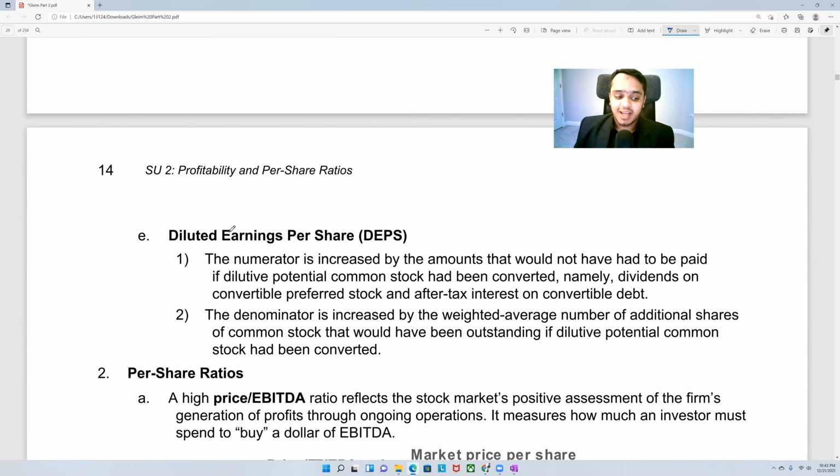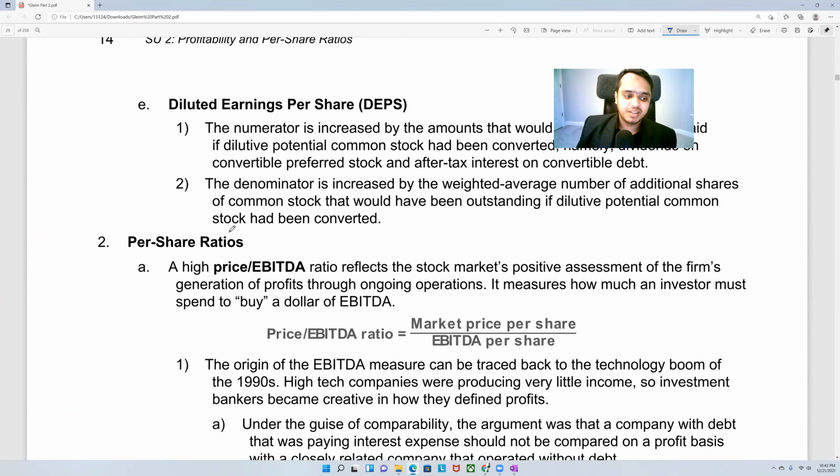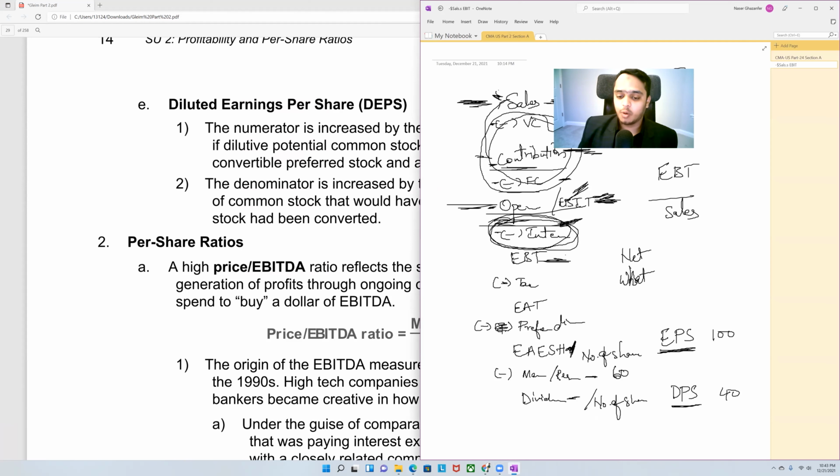Then comes diluted earnings per share, which you need to understand here. What did we do in this income statement? We had sales minus variable cost gave us contribution, minus fixed cost gave us operating income, minus interest gave us earnings before tax, minus tax gave us earnings after tax, and then we minused the preference dividend and got earnings per share. Then we kept a reserve, and then we had the dividends.